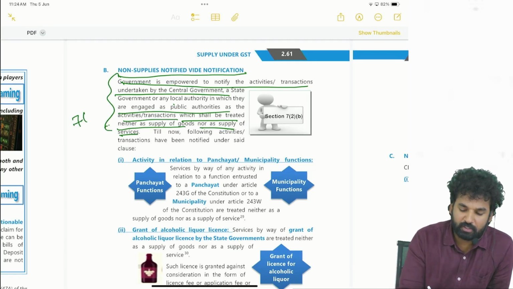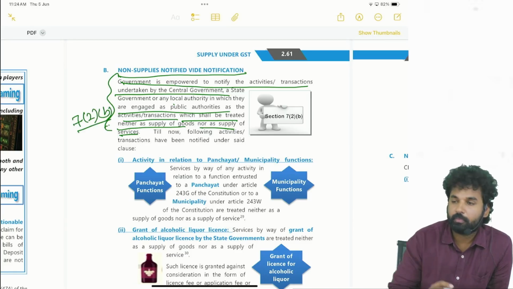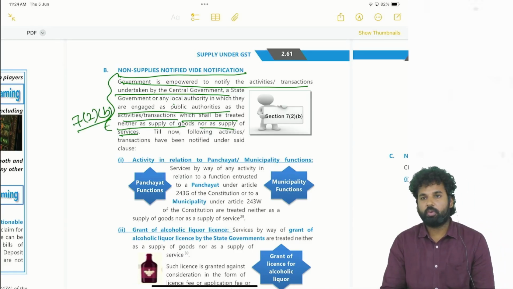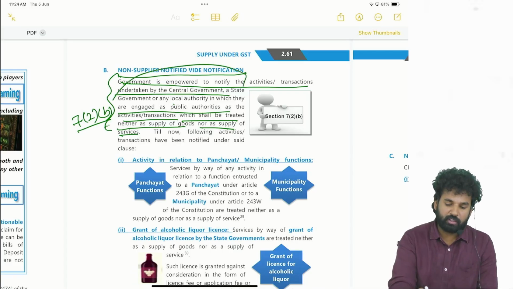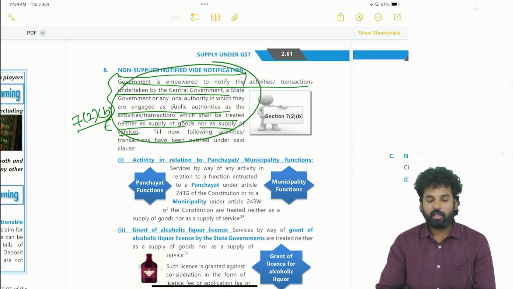Under section 7 subsection 2 clause B, you will find these words. They are telling that if the government releases a notification with respect to some services, and that too services undertaken by the central government, state government or local authority as public bodies, then in such cases, if they are notified by the government, they will be treated neither as supply of goods nor as supply of service. That means it is completely outside the ambit of supply.